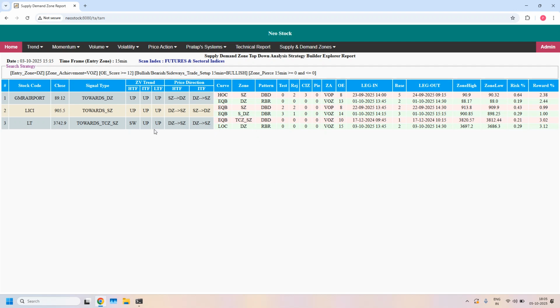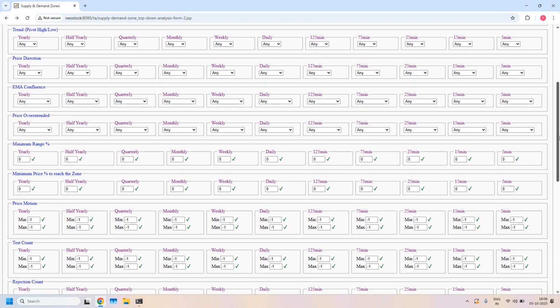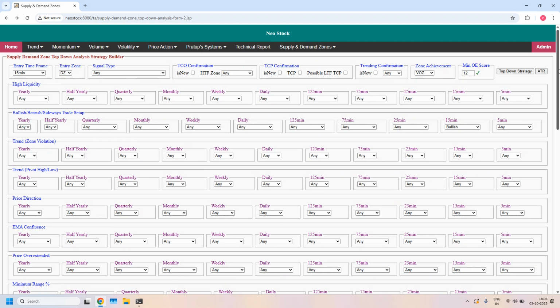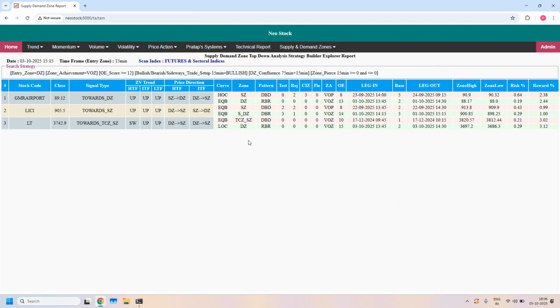Let's verify the high probability supported zones based on different zone confluence and EMA confluence strategies that we learned in lesson 27. First filter is LTF and ITF demand zone confluence. That is 15 minutes and 75 minutes demand zone confluence. By applying the filter, we got all the three. That means all these 75 minutes demand zones overlapped with all these 15 minutes demand zones, and all these 15 minutes demand zones overlapped with 75 minutes demand zones.